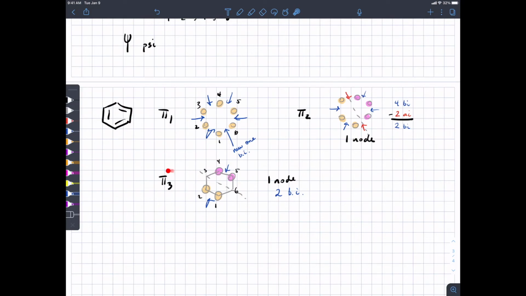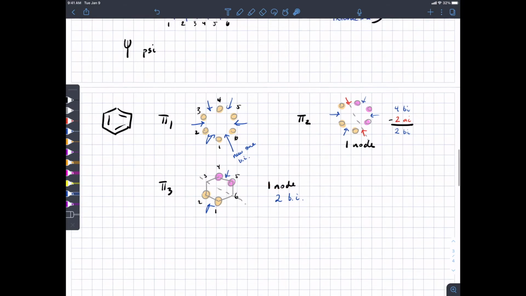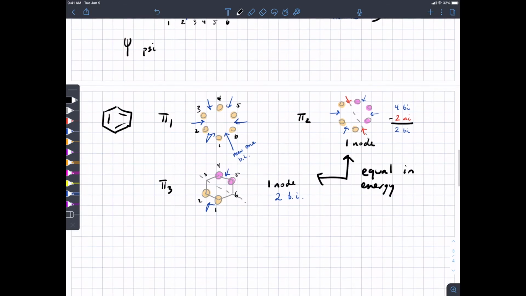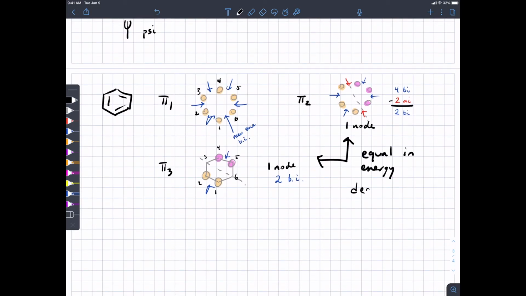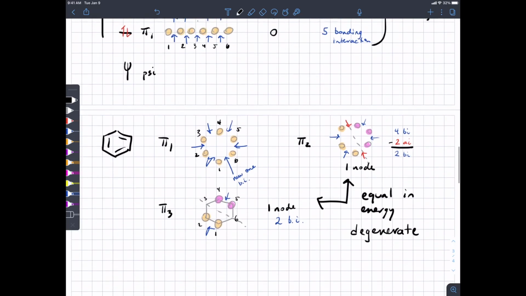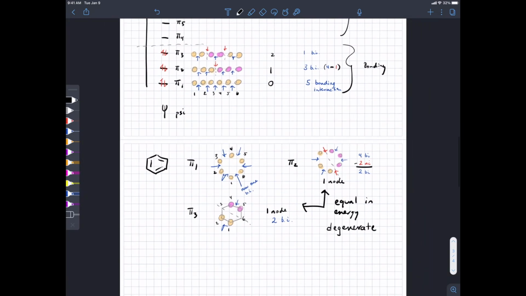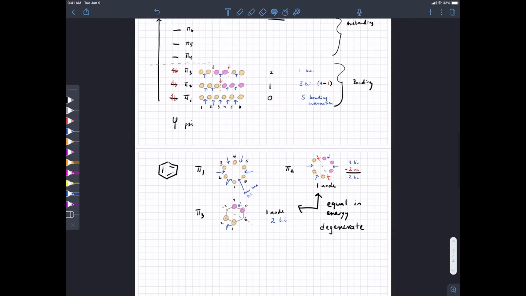So if these orbitals, pi 3 and pi 2, have the same number of nodes and the same number of bonding interactions, they must be equal in energy. They are different in shape, but equal in energy. And there's a mathematical term for that. It's called degenerate. It doesn't refer to their moral qualities, but rather to the fact that they're equal in energy. How does this change the orbital diagram for 1,3,5, relative to the linear precursor?